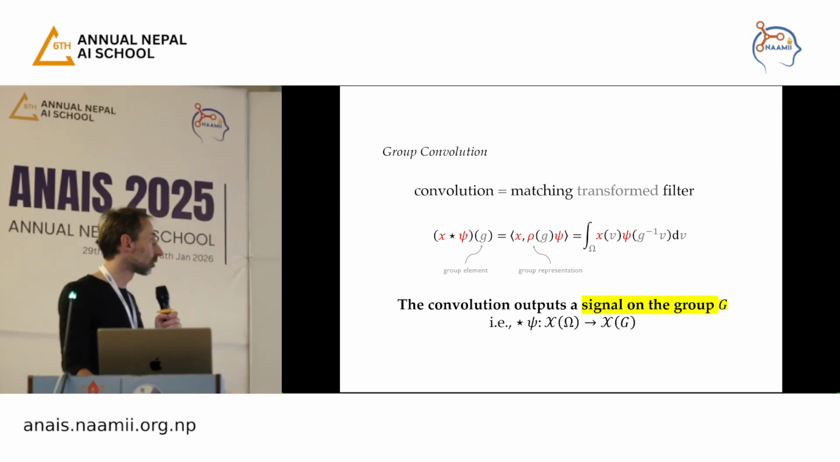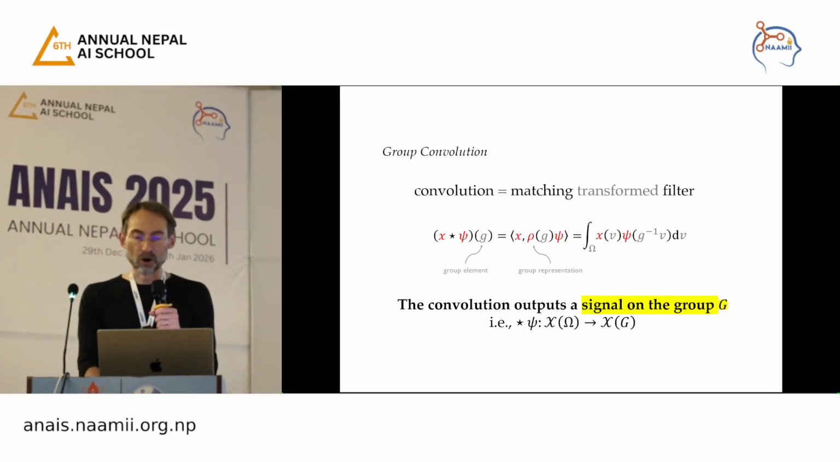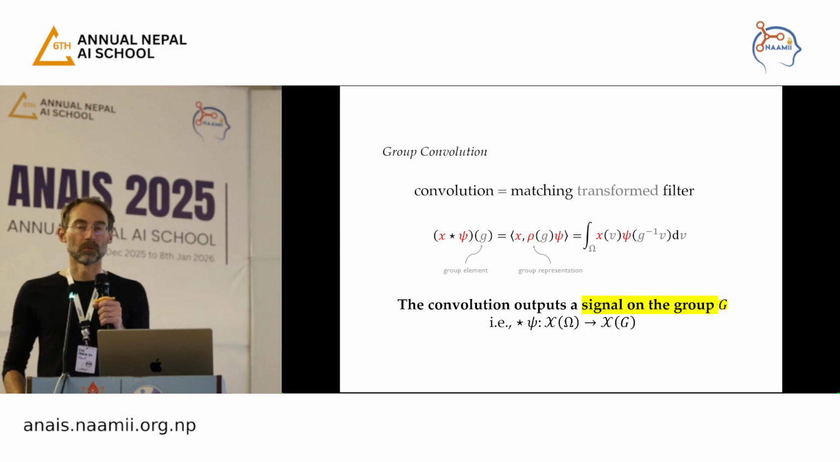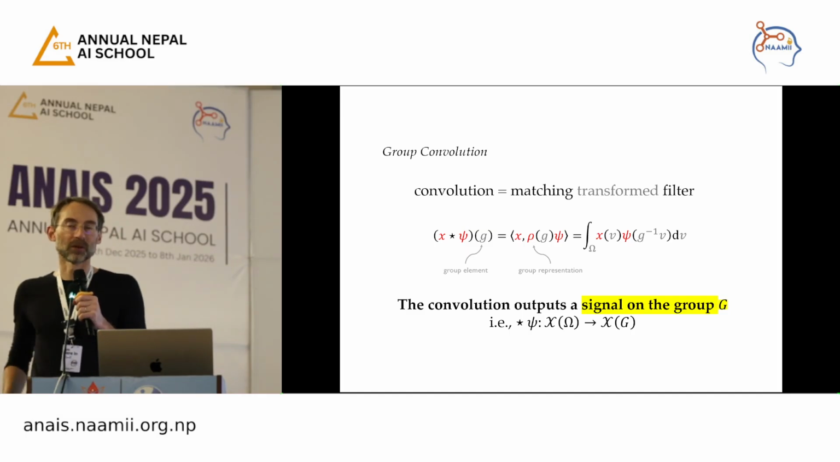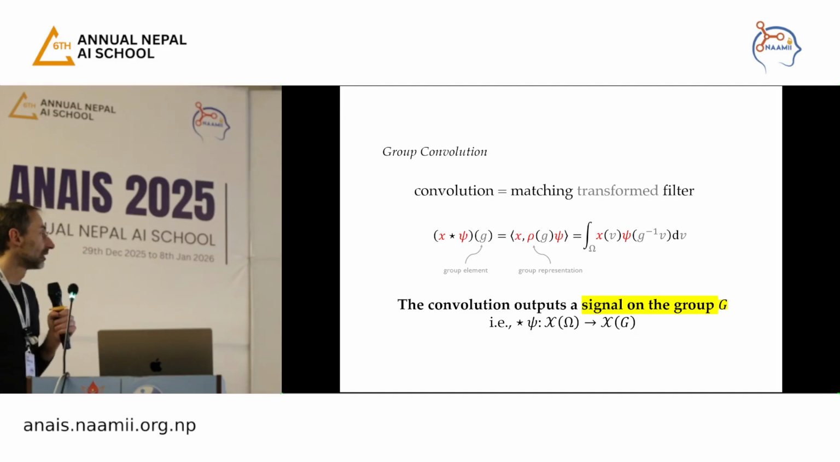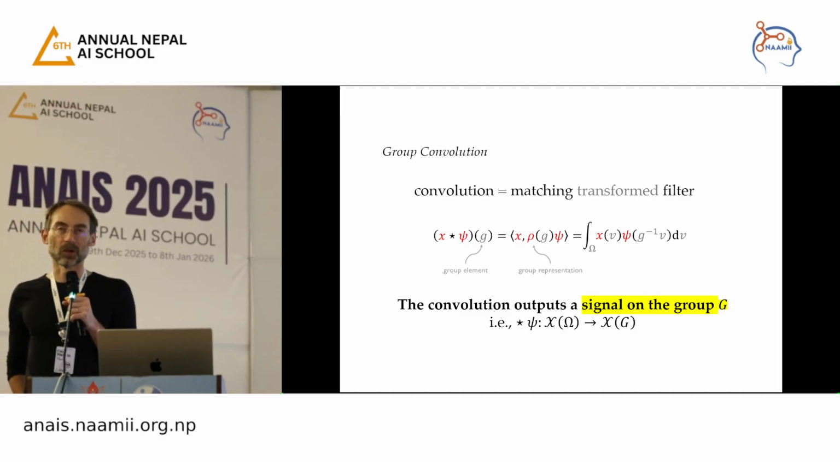So now we have a general group representation, and we need to act on our filter. The output will now be defined for every element of the group, so the output will live in the space of signals on the group. It doesn't necessarily have the same structure as the grid. If I have rotations, it will look something like a sphere, so not a grid anymore. And you can define convolutions on these things as well.